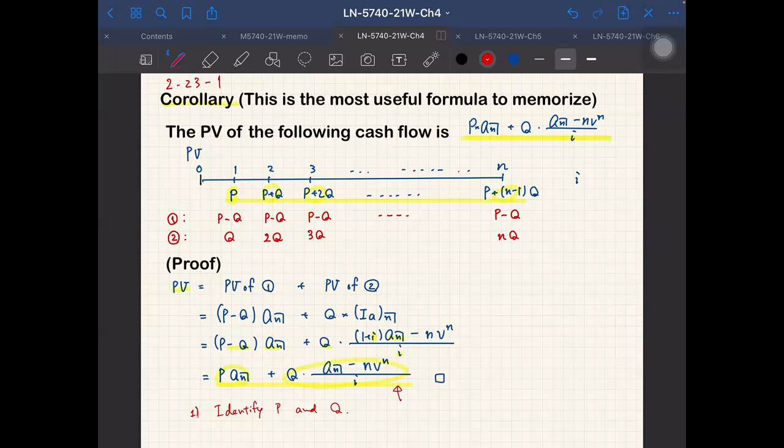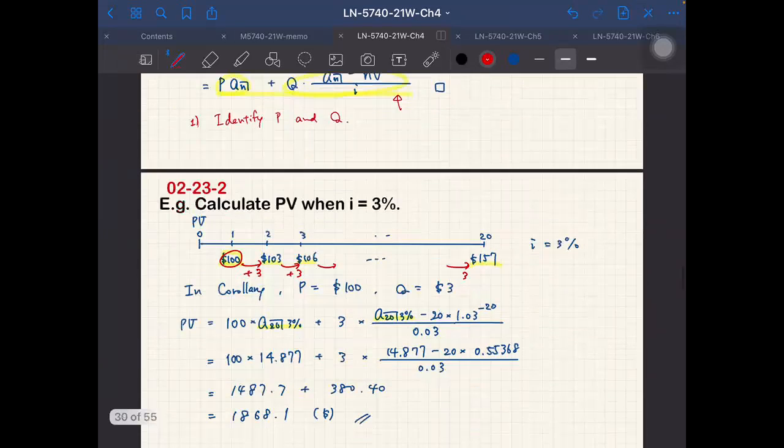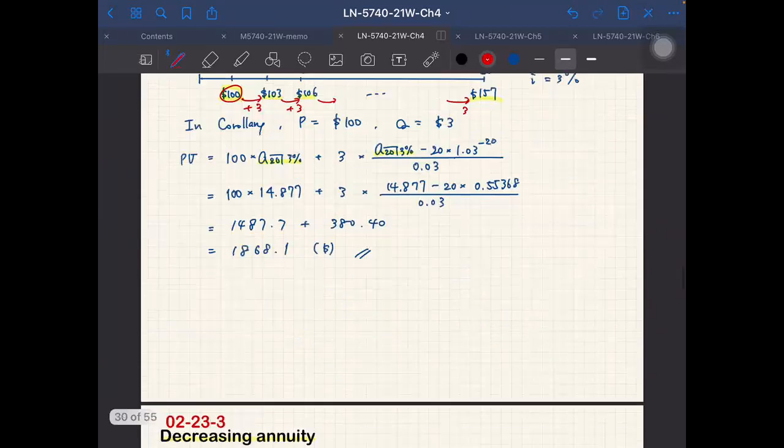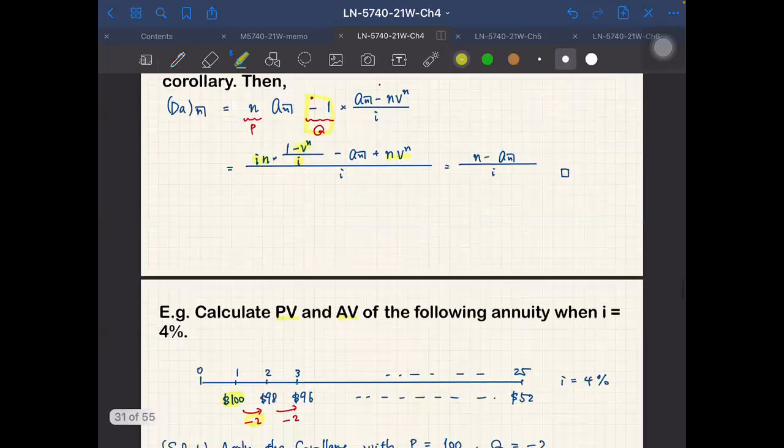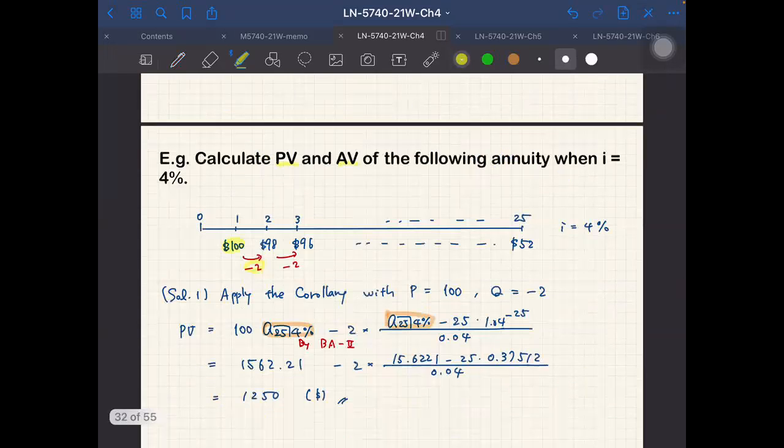The accumulated value is just the same thing. If we want to calculate the accumulated value, this accumulates n years of interest, so we have to multiply by 1 plus I to the nth power, times PV. For some examples, you can review the videos. A decreasing annuity is just the same as the increasing annuity, just the Q is negative. The increment is negative. So this is a very useful general formula.